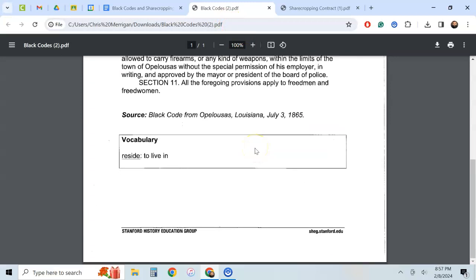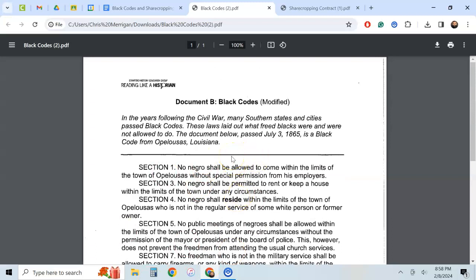Just to give you your sourcing, this comes from a black code from Opelousas, Louisiana, and it was put in place on July 3rd of 1865. As far as key vocabulary goes, reside is a word that comes up quite a bit, and this means to live in. So I'm glad that the SHIG does this, or Digital Inquiry Group now. The document is written in the years following the Civil War. Again, we're in that Reconstruction era, and many southern states and cities were passing these black codes, and these were laws that were laid out essentially telling newly freed African Americans what they could do, what they couldn't do, where they were allowed to go, where they were not allowed to go. And this document below was passed on July 3rd of 1865, and is an example of a black code from Opelousas in Louisiana.